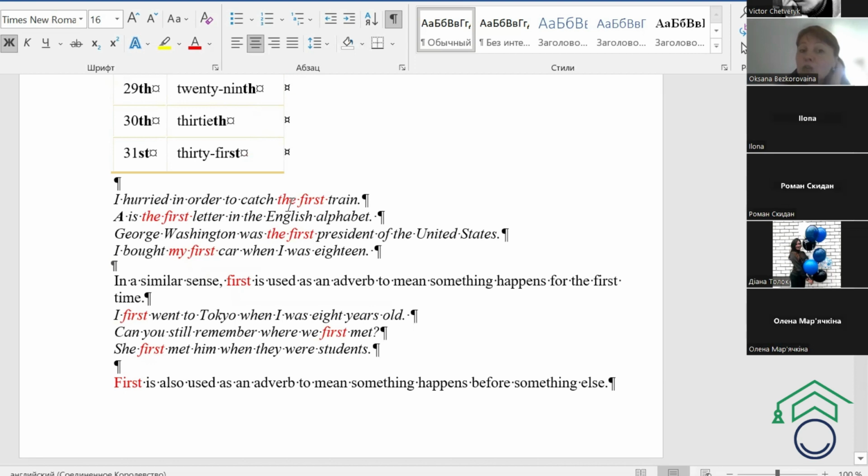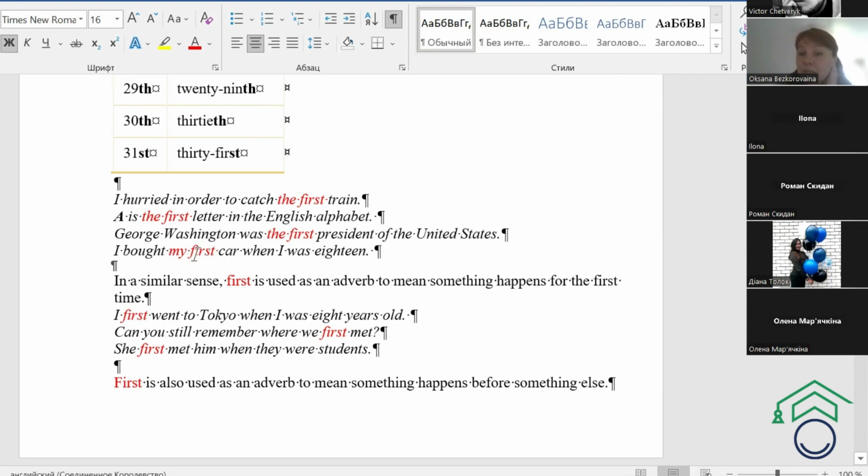I hurried in order to catch the first train. Yeah? The first train – перший потяг, а після нього буде другий потяг, третій, тобто це порядковий числівник. A is the first letter in the English alphabet. Yeah? Перша, друга, третя. George Washington was the first president. Знову порядковий числівник. Да? I bought my first car.